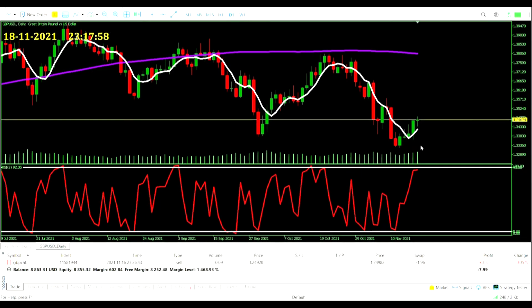Pound US dollar creeping closer. Now RSI up at 92.05. Don't really want it to push up more, to be fair, because it's not a signal we can take, and it would mean that the pound is actually getting stronger. We want the pound to weaken, so bring it down.